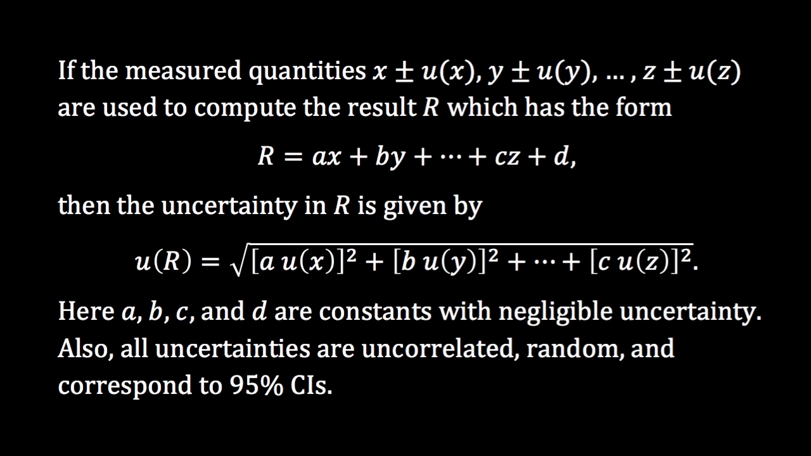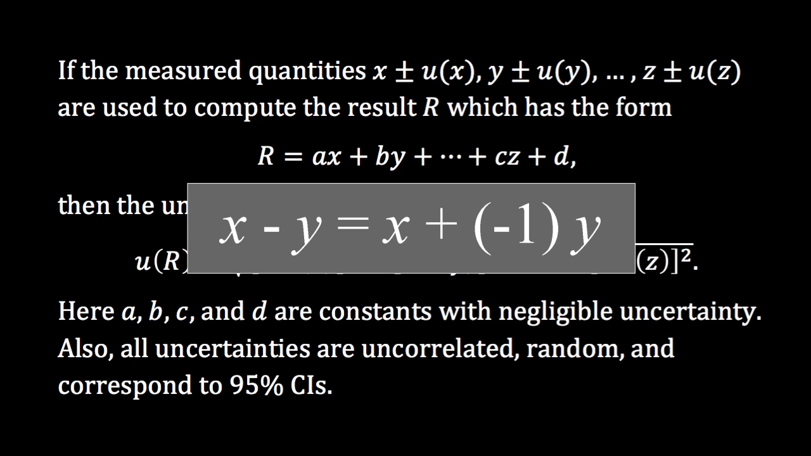In general, when we add two quantities with uncertainties, we can use a general form. If the measured quantities x plus or minus the uncertainty in x, y plus or minus the uncertainty in y, and so forth, to z plus or minus the uncertainty in z, are used to compute a result r, which has the form r is equal to a times x plus b times y plus as many terms as you're adding together, plus c times z plus d, where a, b, c, and so forth, up to d, are constants with no uncertainty, such as 2 or minus 1, which is how we subtract two measurements. x minus y is the same as x plus minus 1 times y.